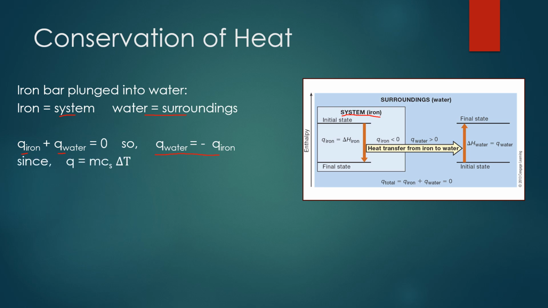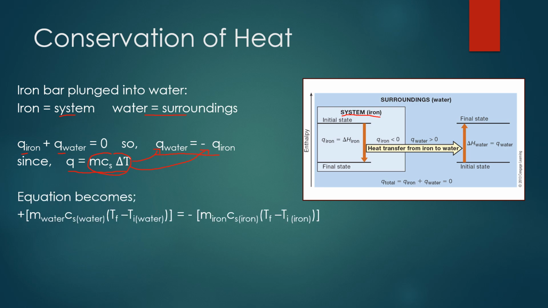Now, we know that Q, or the equation for heat, is mcΔT. So what we can do with this equation is we can take this mcΔT and we can plug it in to both the water side and the iron side. So when we do that, it becomes this extremely large equation. Okay, so we just took that mcΔT and we plugged it into both sides of the equation.